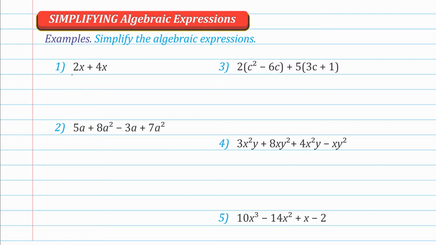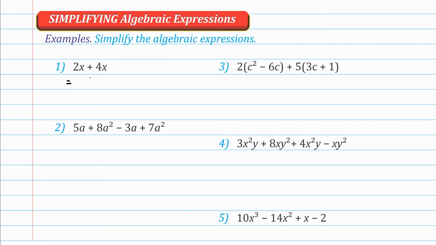We have two terms here, 2x and 4x. Check first if they are similar terms. Looking at their literal coefficients, we have x here and x here. So sigurado tayo that they are similar, therefore we can combine them. So how do we do that? What we can do is simply combine the numerical coefficients 2 and 4 and simply copy the common literal coefficient x. Let's try and do that.